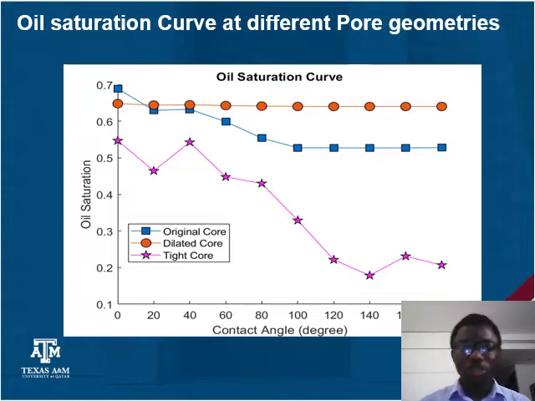Also, the graph shows that contact angle does not have any impact on dilated porous media, I mean porous media with wider pore throat, whereas contact angle has more impact on tight porous media compared to normal porous media, which means that more hydrocarbon will be recovered when we have tight porous media compared to when we have normal or dilated porous media.